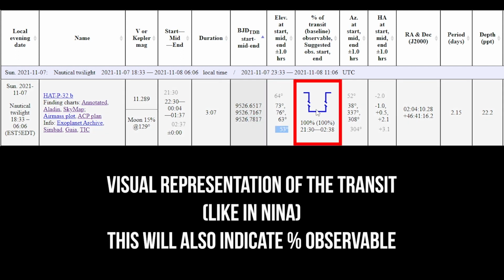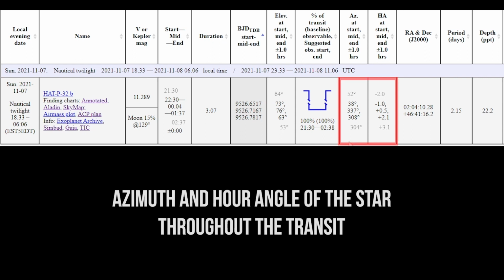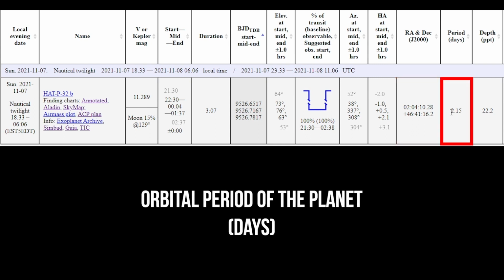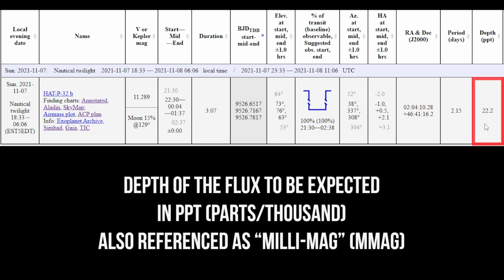Here we can see a visual representation of the transit like we saw in the NINA plugin. The next couple columns talk about the position in the sky in relation to azimuth and hour angle. And then after that, we see the very familiar coordinate system of RA and DEC. Finally, we can see the period in days. And then the last piece of importance here is the depth in PPT, which is parts per thousand.